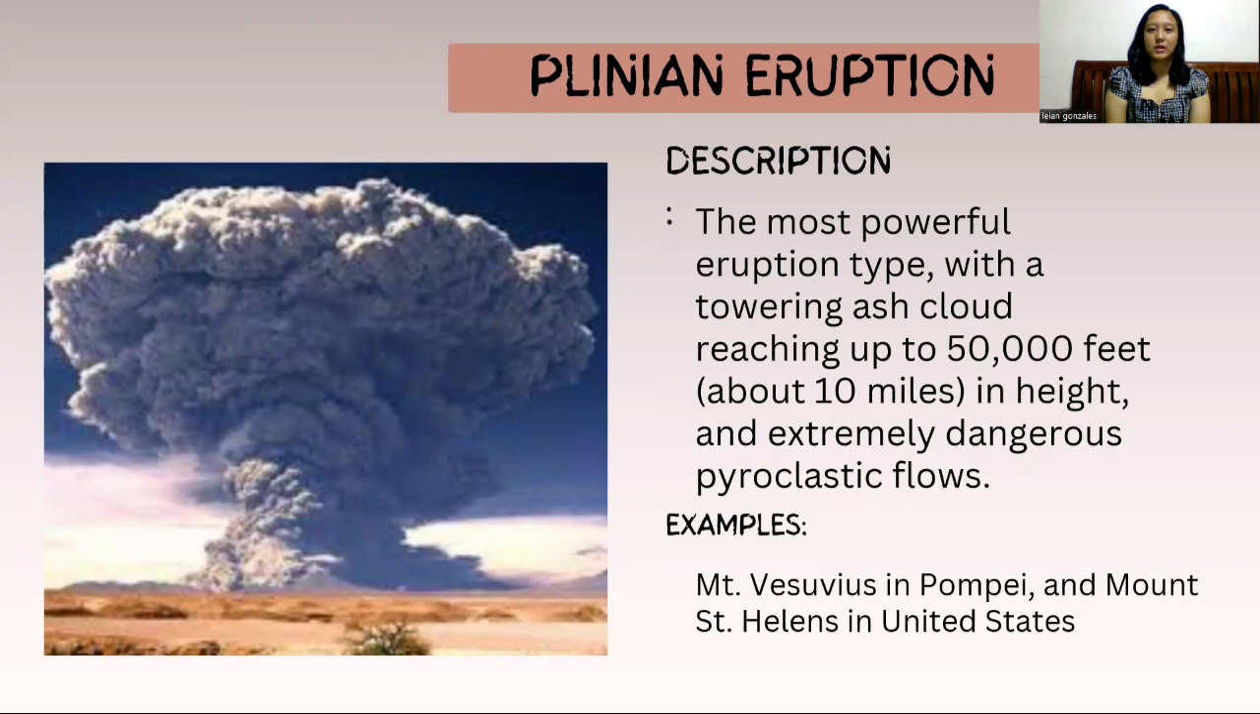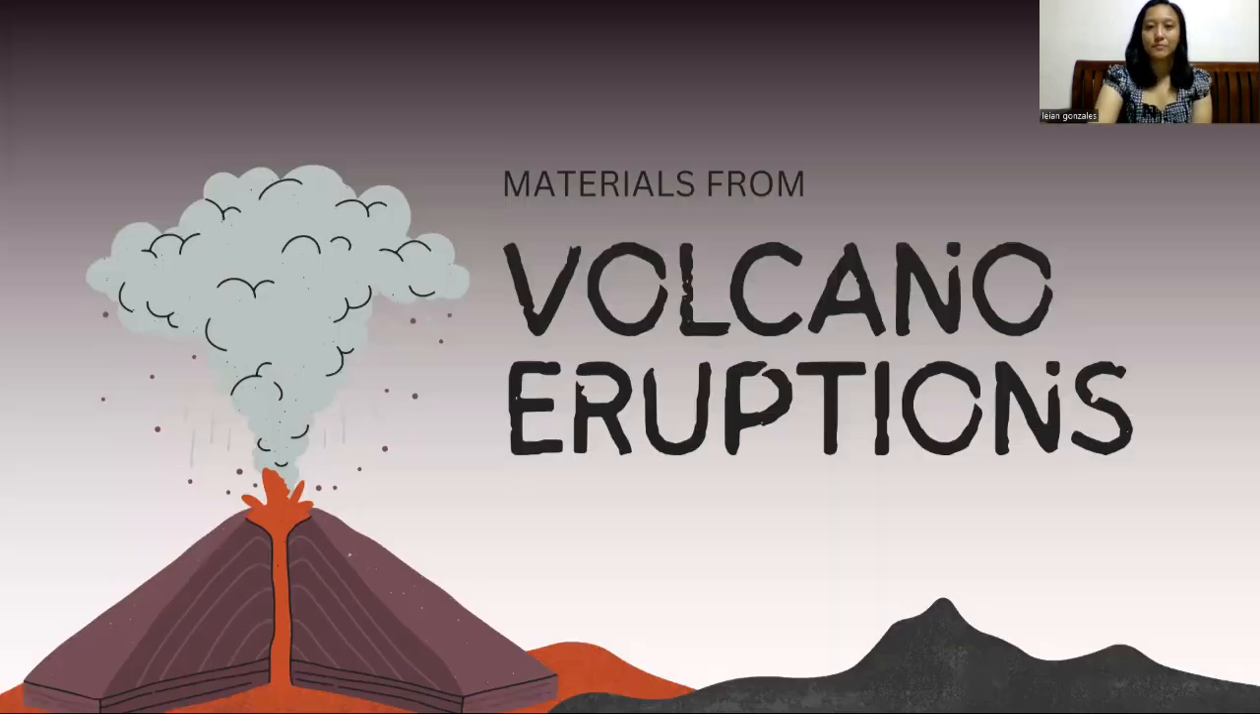Pelean eruption is described as the most powerful eruption type, with a towering ash cloud reaching up to 50,000 feet, about 10 miles in height, and an extremely dangerous pyroclastic flow. The best example of it is Mount Vesuvius in Pompeii and Mount St. Helens in the United States. Next, let's discuss the materials from a volcanic eruption.